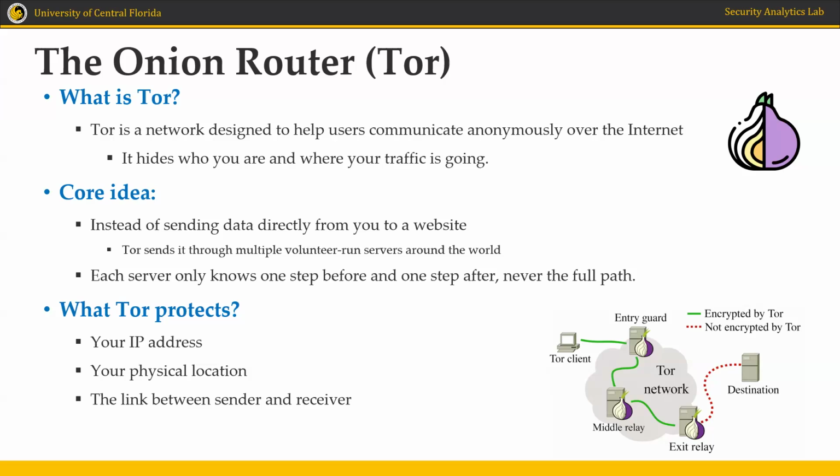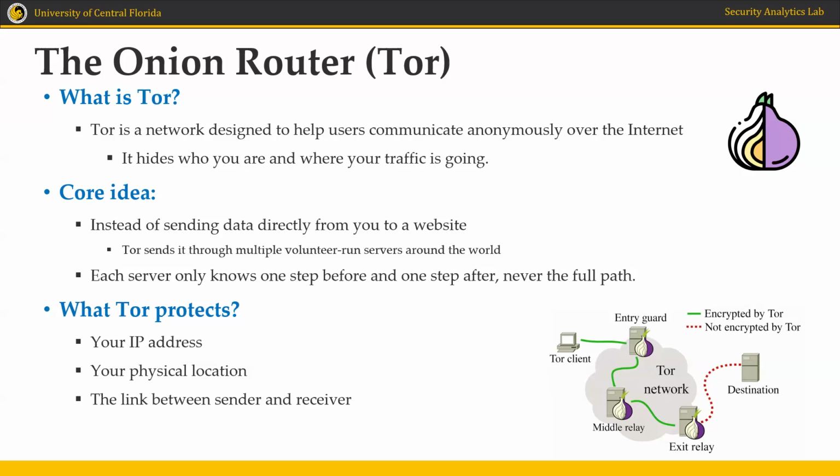So everything in the green lines is encrypted by Tor, such that you go through multiple layers to the destination, and Tor guarantees that your information, such as your IP address and your location, and that link is encrypted. What is not encrypted is that last message.